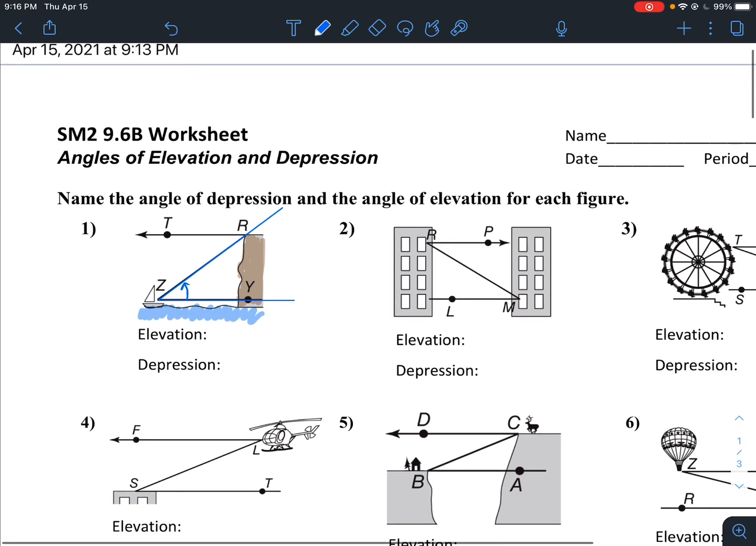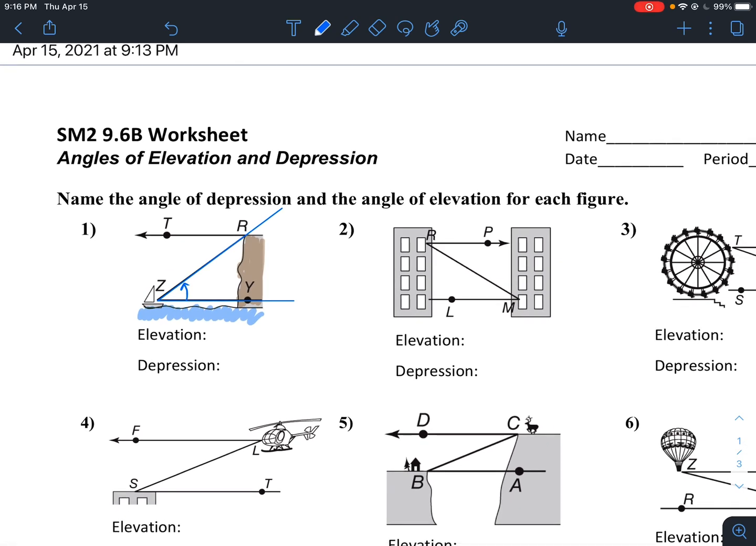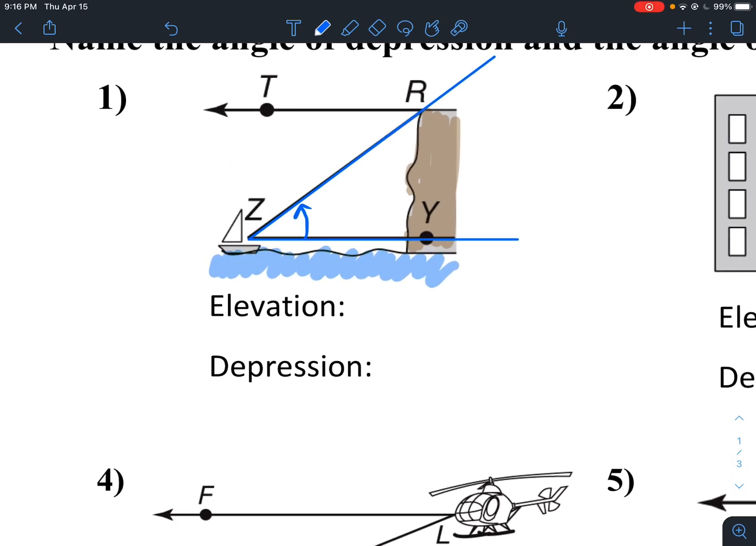In these problems, it's asking you to name the angle of depression and the angle of elevation in each figure. From the boat to the top of the cliff creates an angle of elevation. So we'll say that the angle of elevation here is angle YZR, from Y to Z to R. Or you can write it as RZY. I don't really care how you write that. That's the angle of elevation.